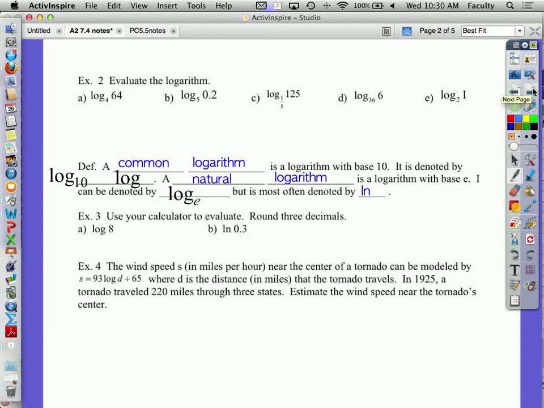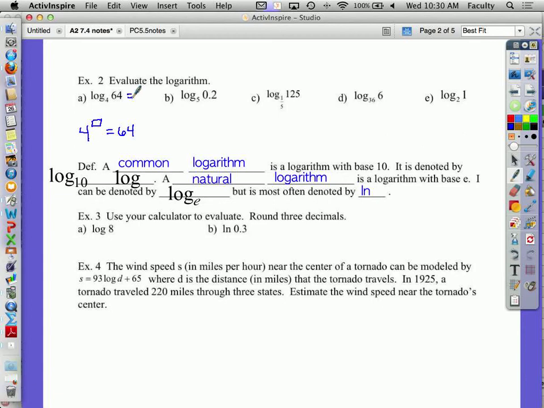Now look at example 2. It's not giving us the answer, but we can actually figure it out. In letter A, it says we want to figure out the log of 64 base 4. And the question you want to ask yourself is, 4 to what power gives me 64? The answer to the logarithm is the exponent.